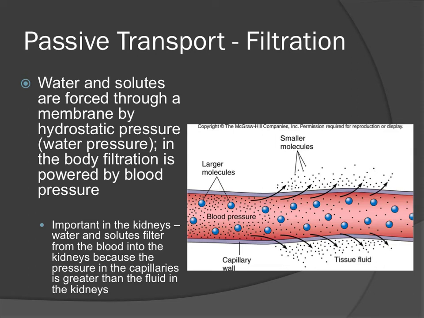Passive transport: filtration is another example of passive transport requiring no energy at all. Water and solutes are forced through a membrane by hydrostatic pressure in the body. Filtration is powered by our blood pressure. This is important in the kidneys, where water and solutes filter from the blood into the kidneys because the pressure in the capillaries is greater than the fluid in the kidneys.